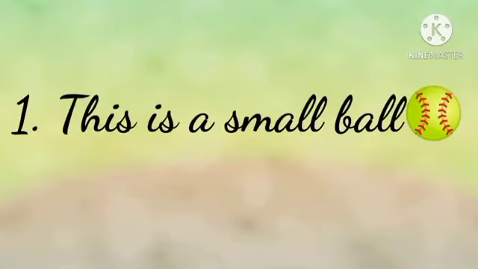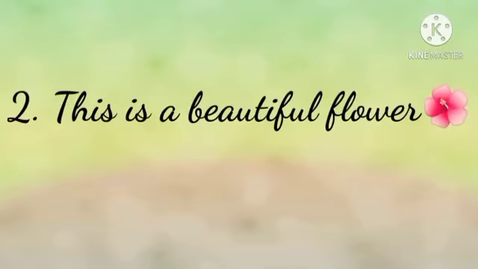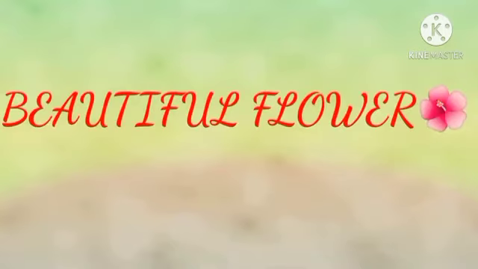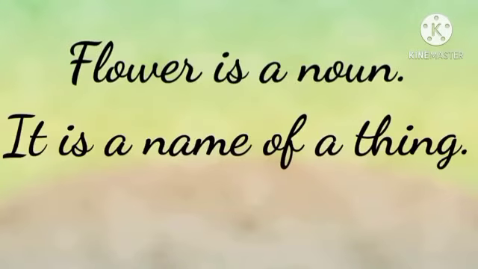Now, listen to the sentence, children. This is a small ball. The second one. This is a beautiful flower. Okay, what kind of flower is it, children? Beautiful. It is a beautiful flower. Now, you know flower is a noun. It is also a name of a thing. Yes, so it is a noun.